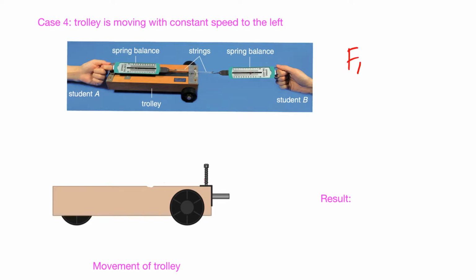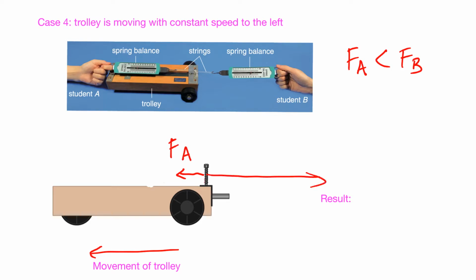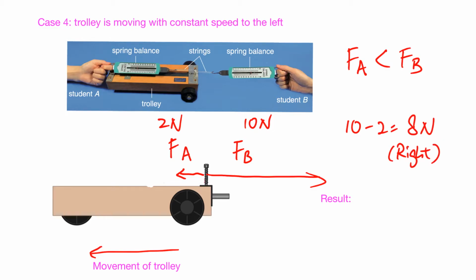Got it? And in case 4, what if the trolley is still moving with constant speed to the left, but this time force A is smaller than force B? The movement of the trolley is towards this direction. Force A is this direction, force B is this direction. Because B is larger than A, say for example this time 10 Newton to the right, 2 Newton to the left. So 10 minus 2, you still have 8 Newton. But this time it is towards the right.